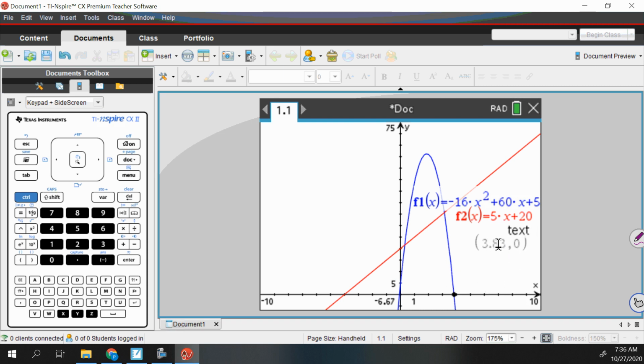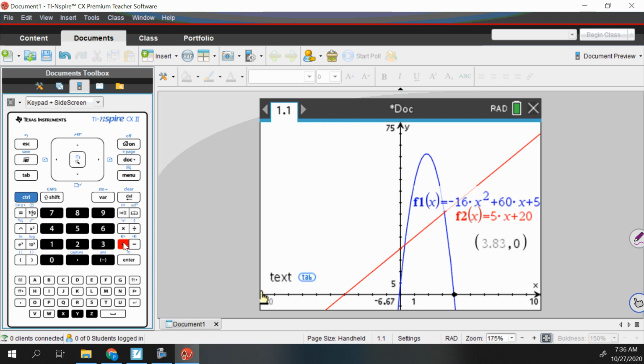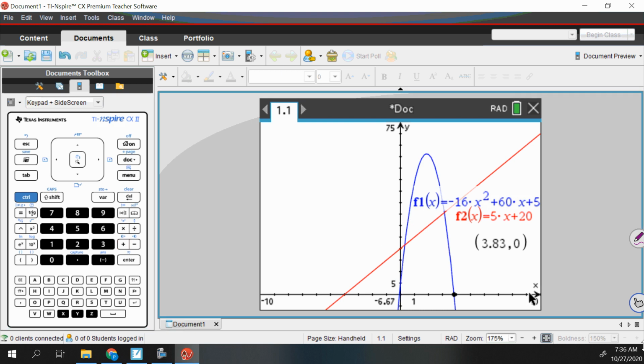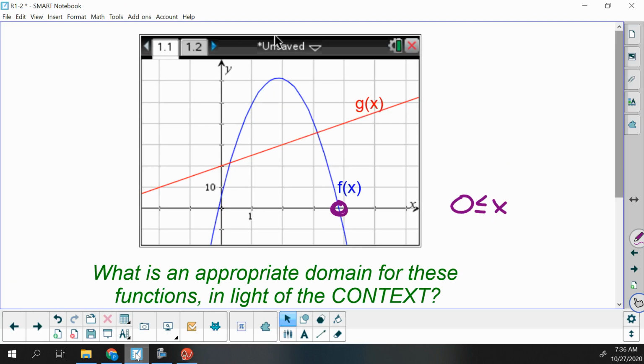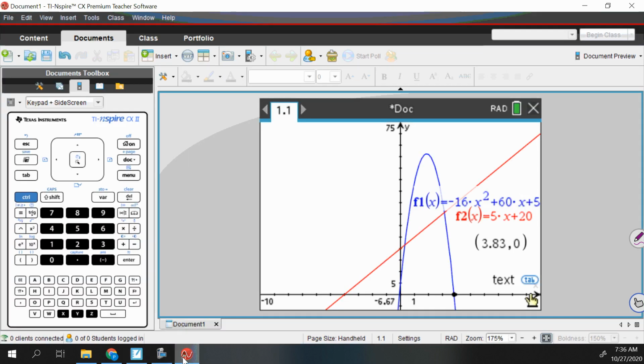Click the X value once. Maybe it's not going to work on the smartboard. Yeah, I guess it doesn't work on the smartboard. But on yours, if you click the X value once and hit the plus sign, it will show more decimal places. So our domain should go till 3.83.